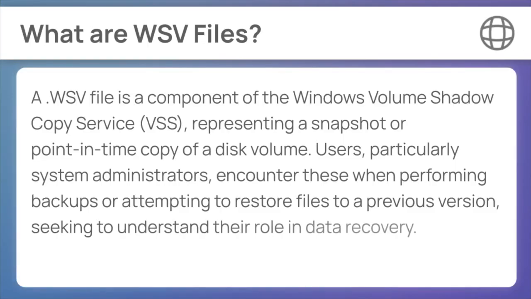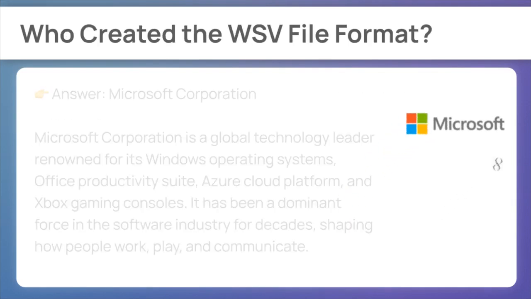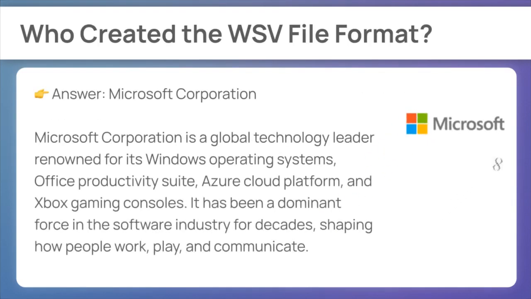A .WSV file is a component of the Windows Volume Shadow Copy Service, VSS, representing a snapshot or point-in-time copy of a disk volume. Users, particularly system administrators, encounter these when performing backups or attempting to restore files to a previous version, seeking to understand their role in data recovery.